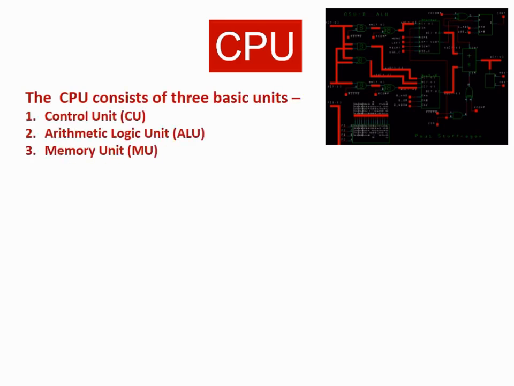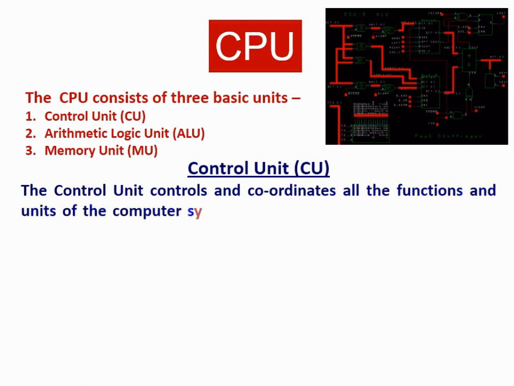Now, let's see the basic definition first. Central processing unit, you remember that this is the main unit which is used for processing work of the computer. Now it has three basic units or divisions rather. First is control unit, CU, arithmetic logic unit, ALU, and memory unit, that is MU. Let us start with the first one, that is control unit.